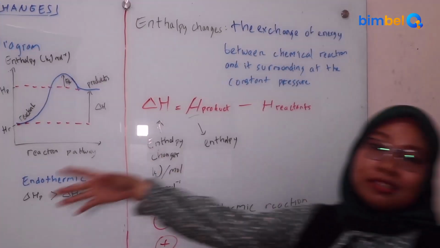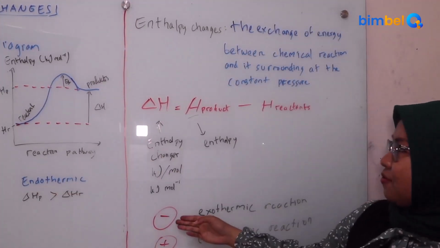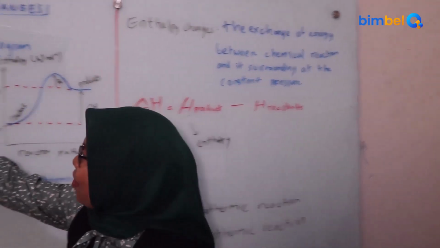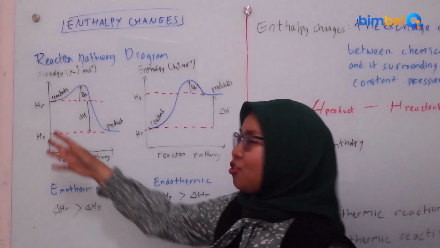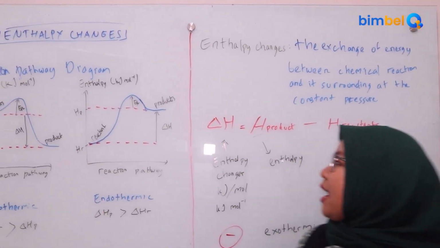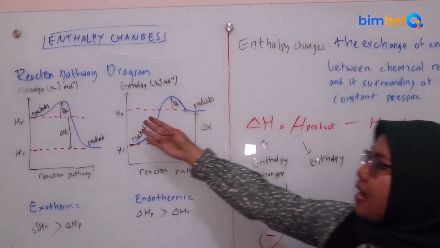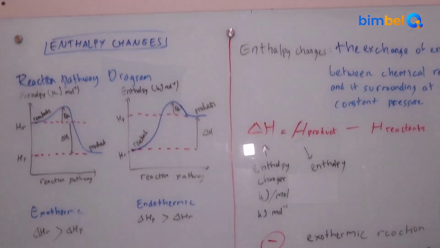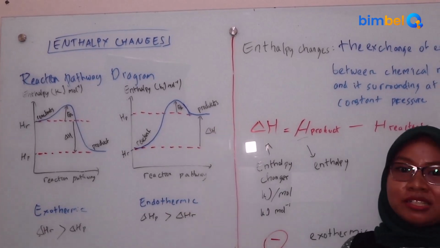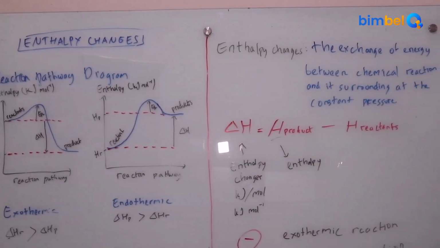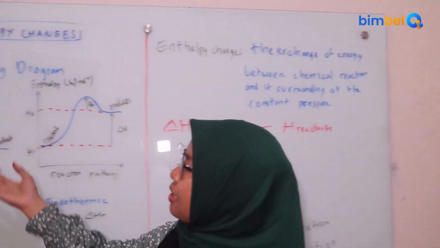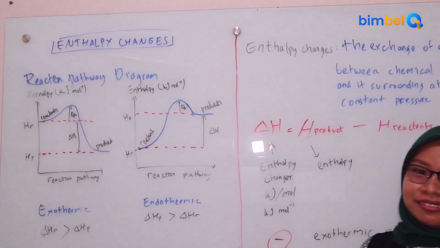Let's compare this result and this diagram. Negative, that means the reactant is bigger. So this is reactant, the enthalpy is bigger than the product. So the result will be negative. So this is exothermic reaction. And for this one, the enthalpy of product is bigger. So the result will be positive. So this is diagram for the reaction pathway. The reaction is endothermic. Okay, so that's about the diagram for the reaction pathway between exothermic and endothermic reaction.